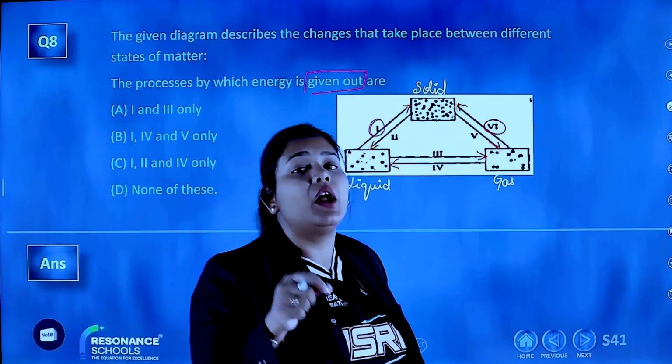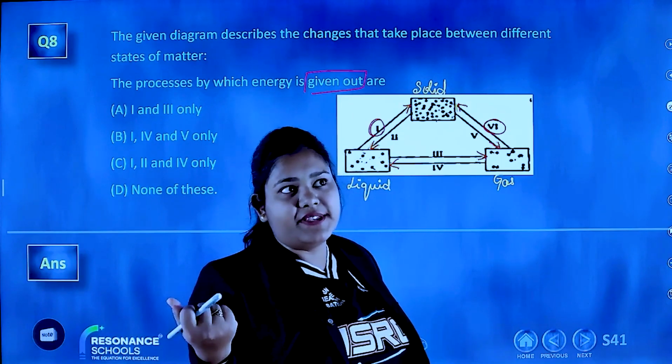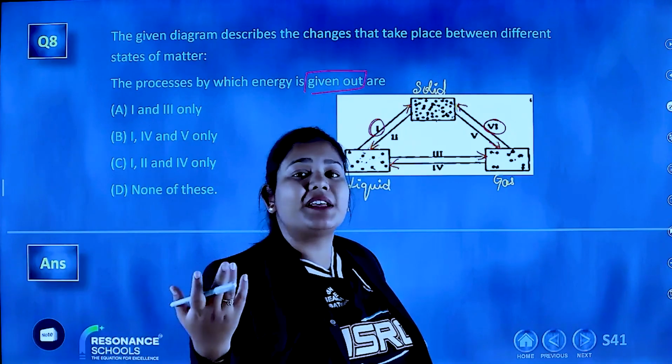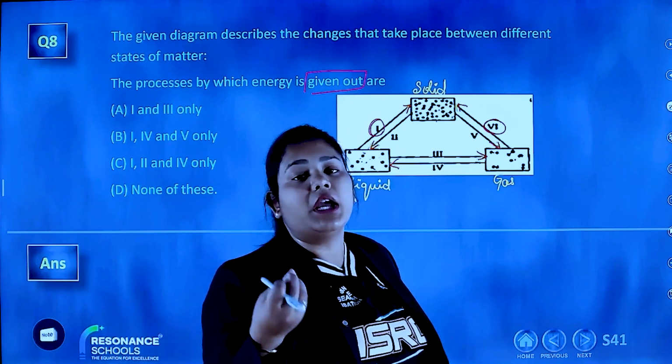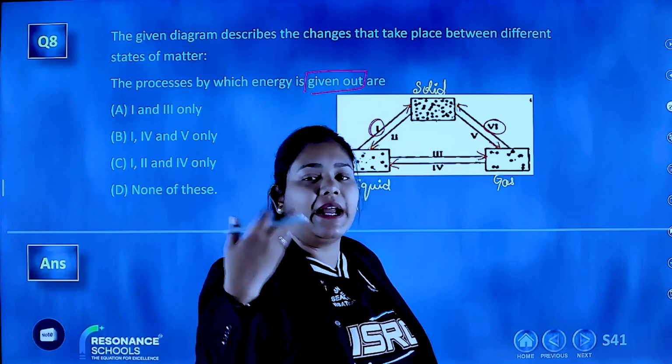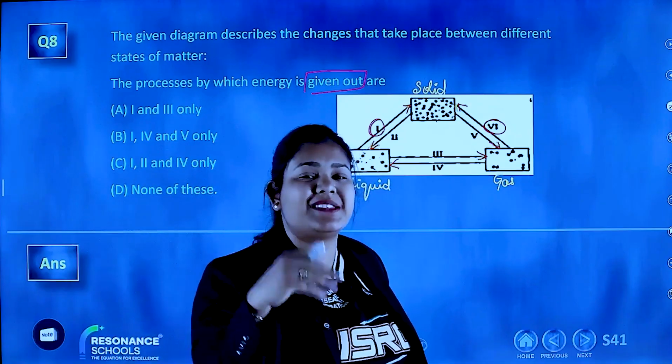You have to put the water vessel on the Bunsen burner, or you can say the burner of your home. You put the water on it so that it reaches the boiling point and converts into steam. So basically you are giving energy.